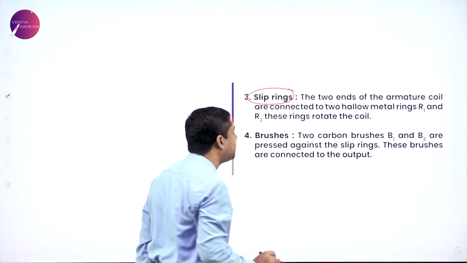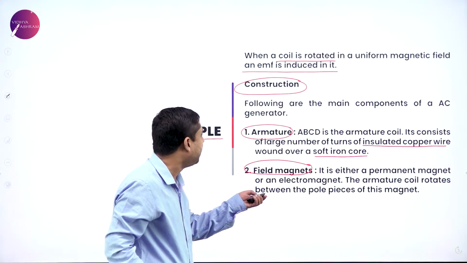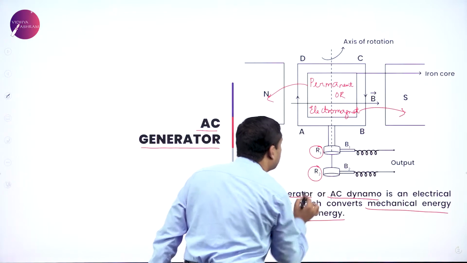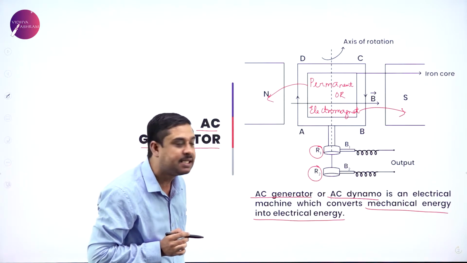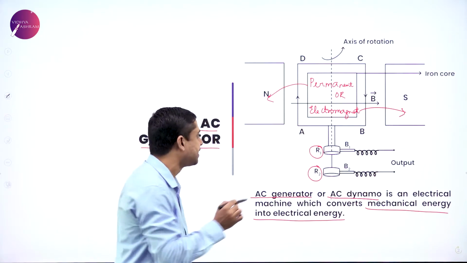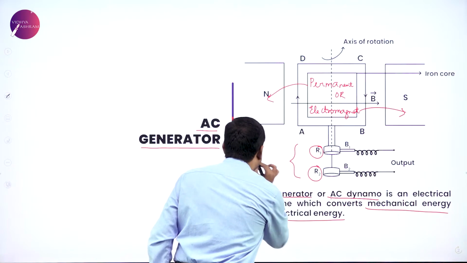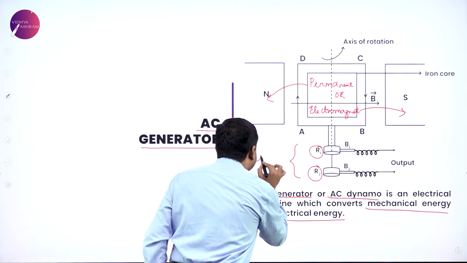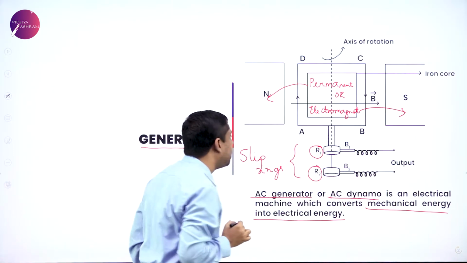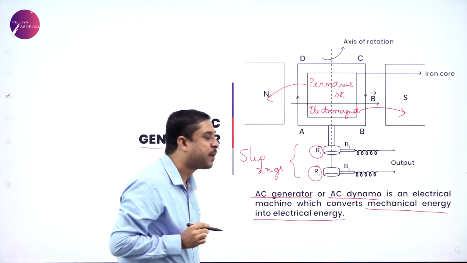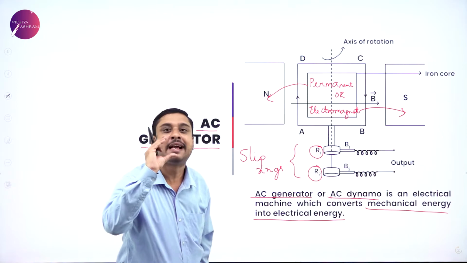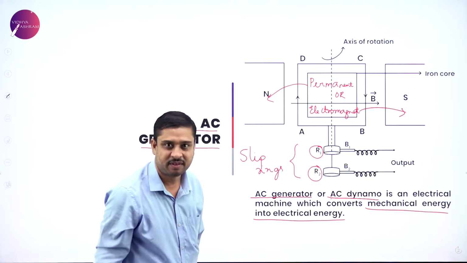Third one, slip rings. If you observe the diagram, R1 and R2 are the slip rings to which the armature coil is connected. So this is called the slip rings. We connect the armature coil to these slip rings, and it is these rings which make the coil rotate.